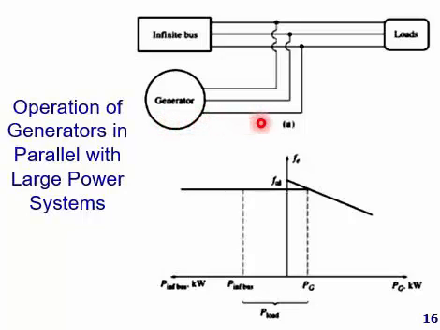As you can see from the diagram, the generator is connected in parallel with the infinite bus, which serves as a very large system, and they are connected to the load. When a generator is connected in parallel with another generator or a large system, the frequency and terminal voltage of all the machines must be the same.